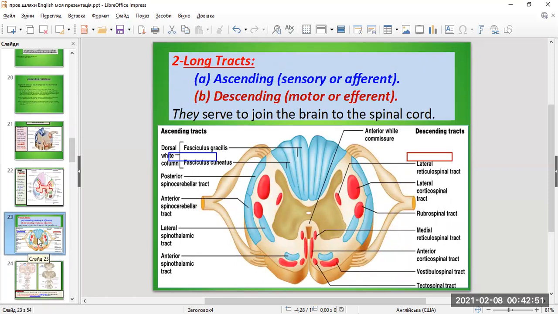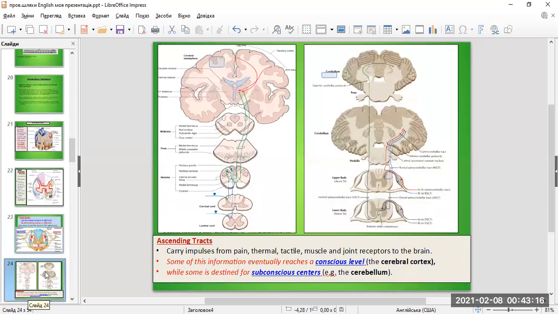Long tracts contain ascending, sensory or afferent, and descending, motor or efferent tracts. They serve to join the brain to the spinal cord. Ascending tracts carry impulses from pain, thermal, tactile, muscle and joint receptors to the brain.